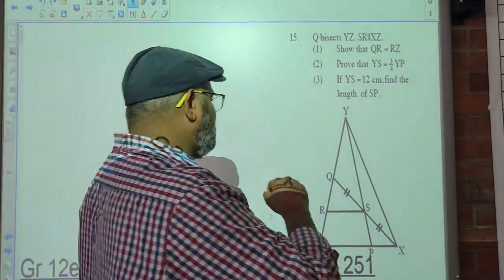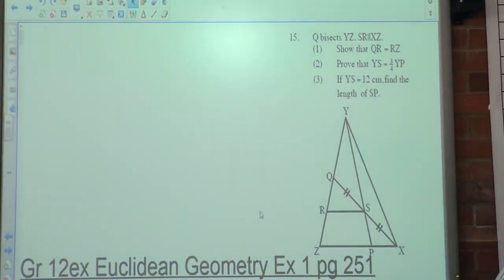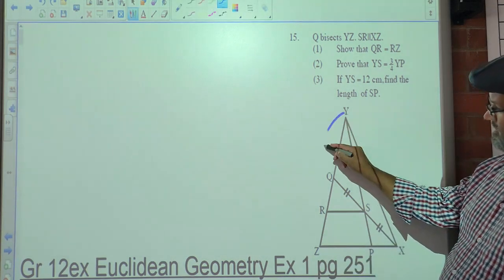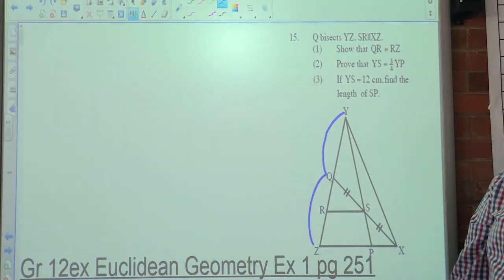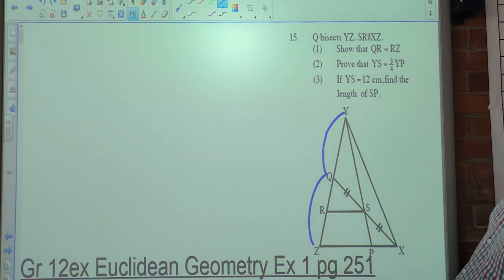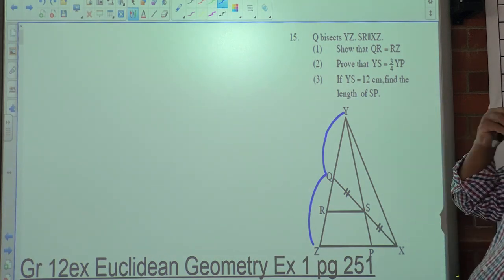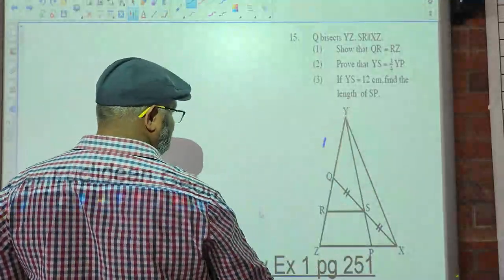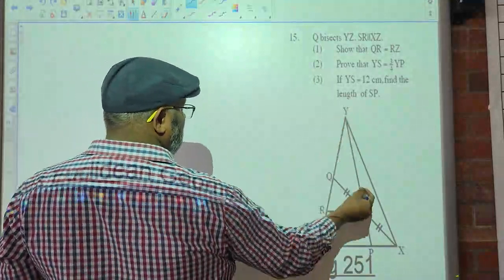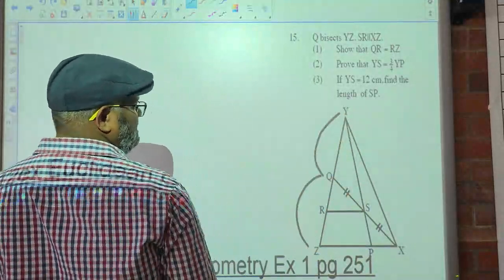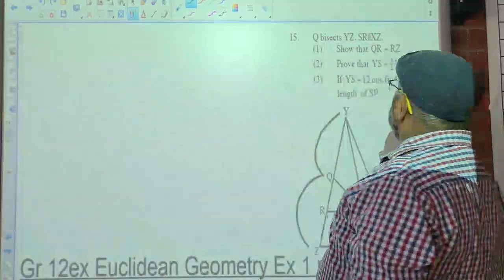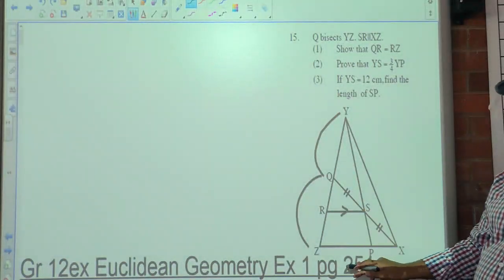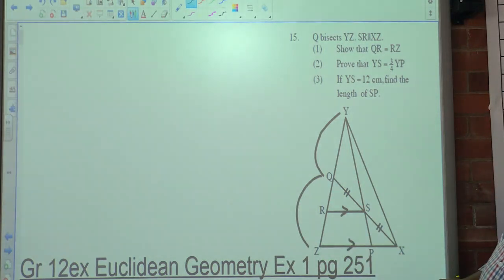Right. People, have you noted that Q is bisecting YZ? Q bisects YZ. So what does that mean? That those lengths are the same. Not so? It's the midpoint. Then we are told that SR is parallel to ZP, or XZ. I put it in black, blackish, people. Why black? Because it shows me what is given to me. If that's the case, what do we know?